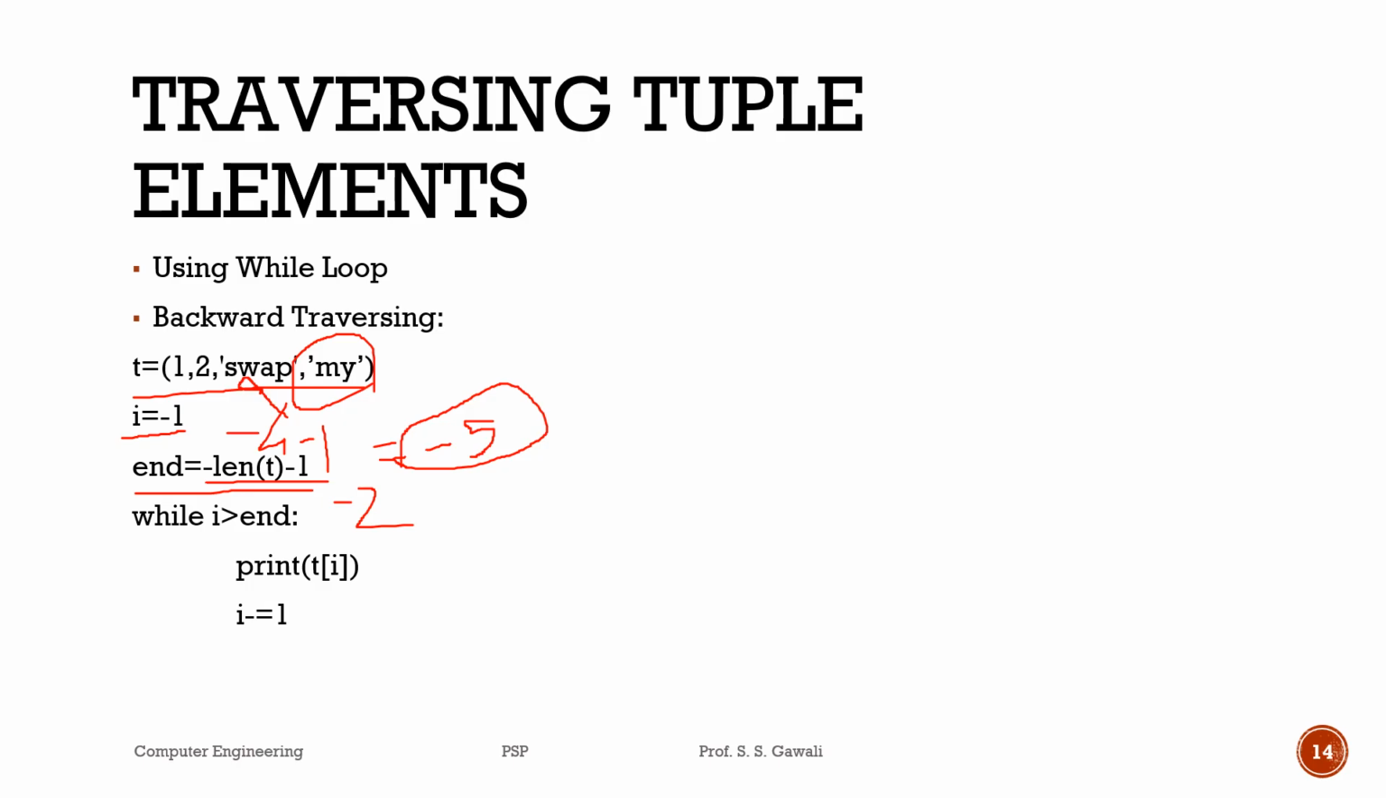Then again minus 2 minus 1 becomes minus 3, and minus 3 is less than minus 5. So it's going to return the element present at minus 3 position. Then minus 3 minus 1 becomes minus 4, and minus 4 is less than minus 5. That's why it's going to return the element present at minus 4 position. So 1. And after that again minus 4 minus 1 becomes minus 5, and minus 5 is not greater than minus 5. So it's not going to display anything. It's going to stop executing, because when this condition fails, the while loop is not going to execute.